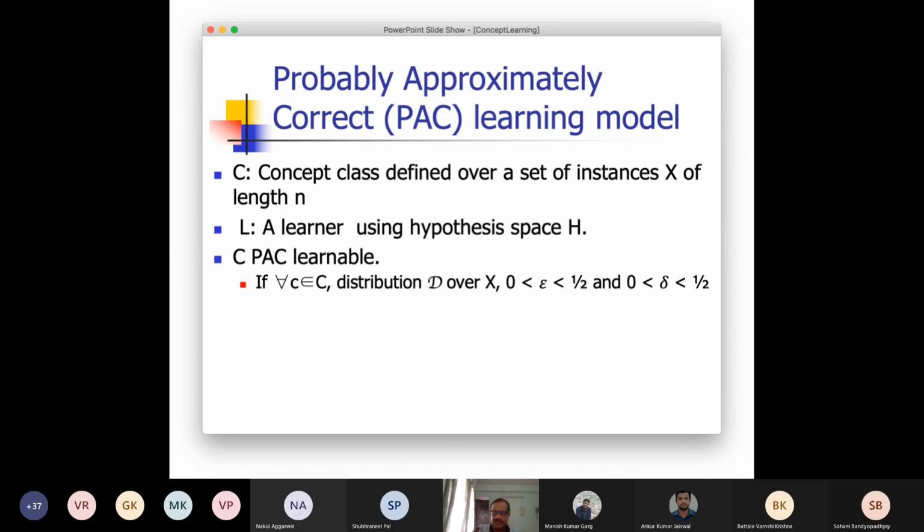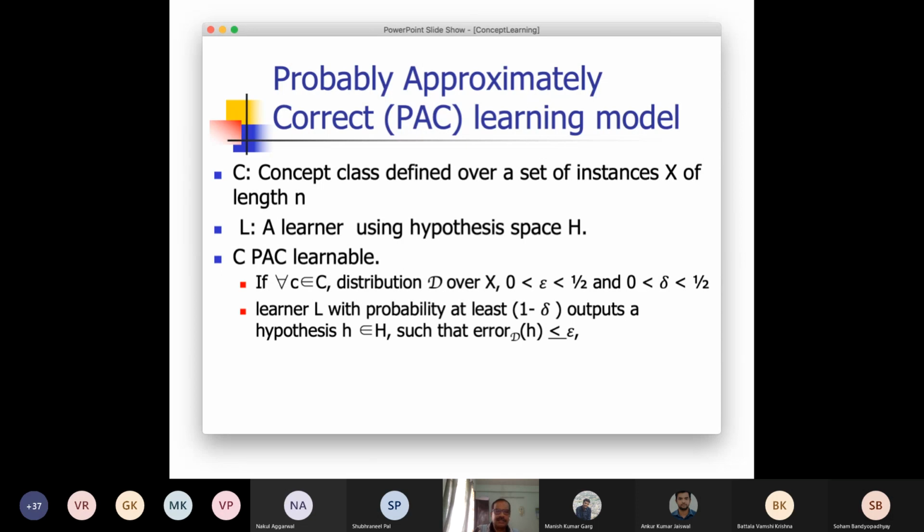I'll just provide you the definition, the theoretical statement itself, and these are the things you will note. So for any target function in the target function space, there exists a learner.